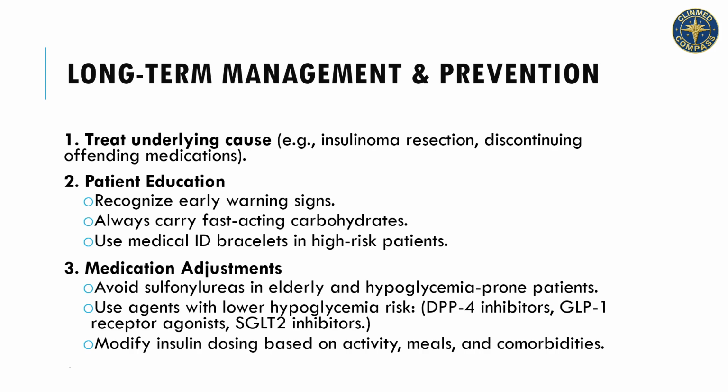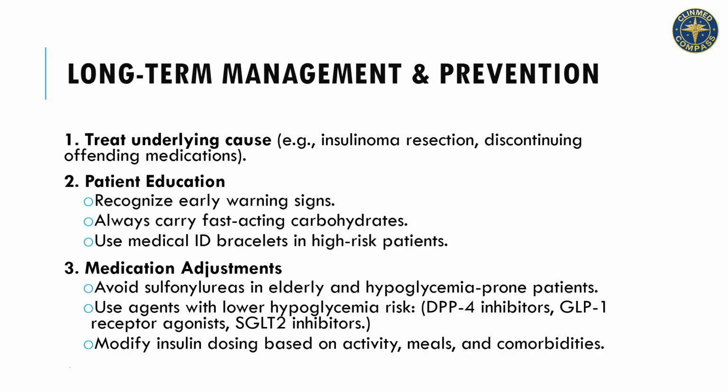The first is you treat the underlying cause, like surgical resection of insulinomas where appropriate, stopping or adjusting the offending medications such as sulfonylureas or insulin, whichever is implicated, managing associated endocrine or systemic disorders such as adrenal insufficiency or hepatic dysfunction. 2. Patient education. Teach patients to recognize early warning signs of hypoglycemia. Encourage them to always carry fast-acting carbohydrates.